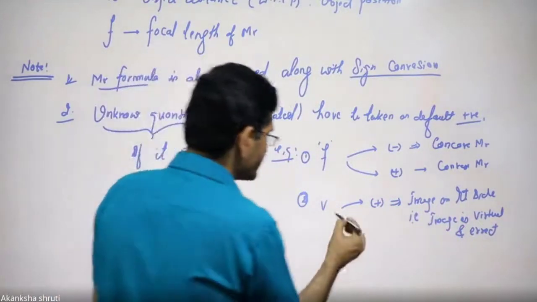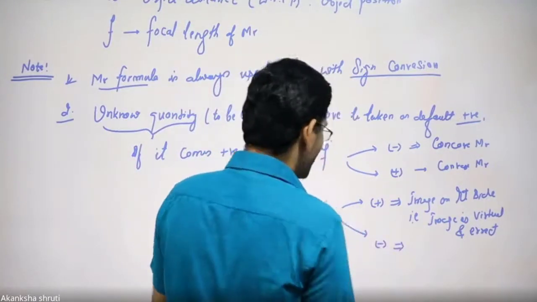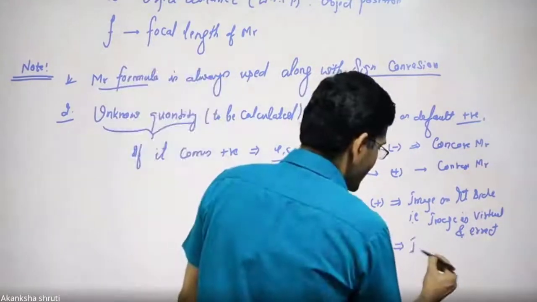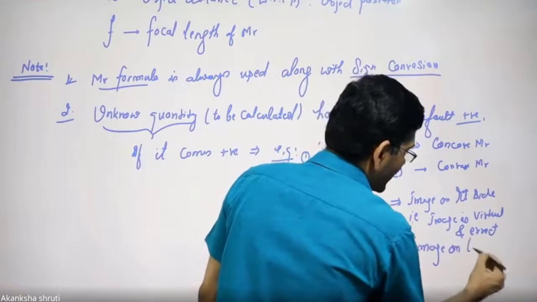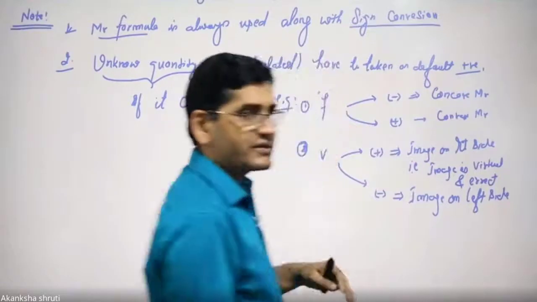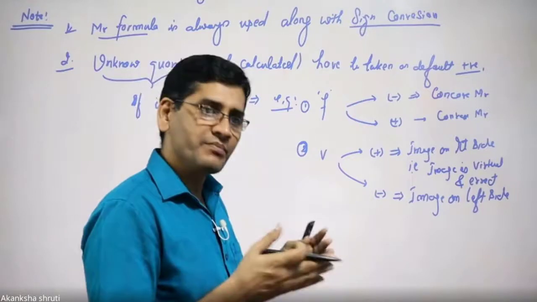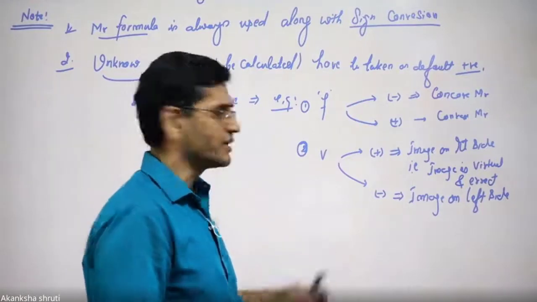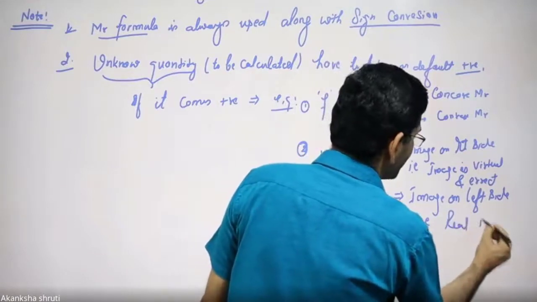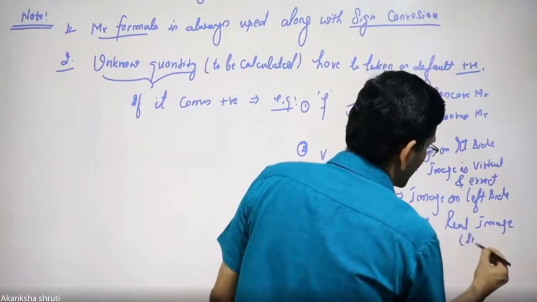Students, if this unknown quantity is coming with a negative sign, then that will indicate the image is formed on the left hand side. So this means image on the left side. Image on the left side means in front of the mirror, which means the real rays must have intersected to form the image. So the image is real, it is our real image, and real images are also inverted.